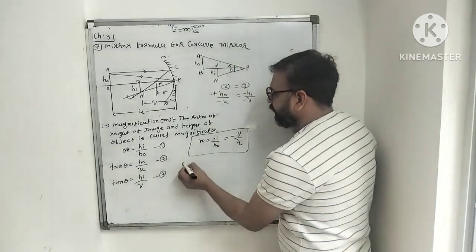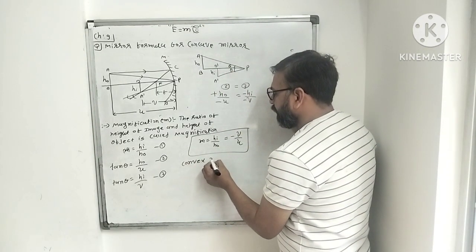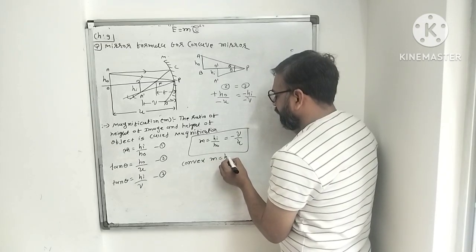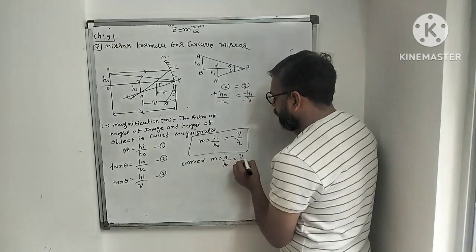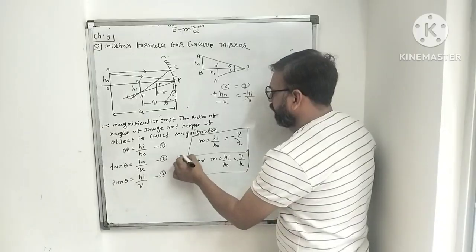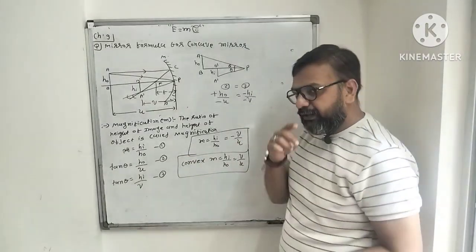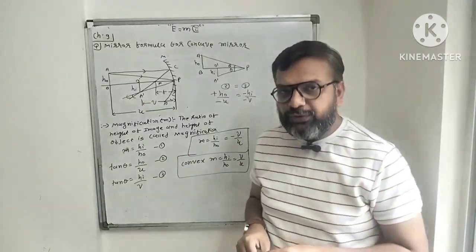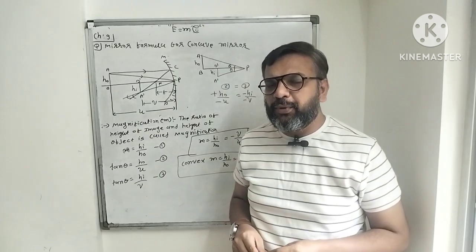For convex, magnification HI upon HO equal to plus V upon U. For concave, minus V upon U. So calculate and write the theory properly.